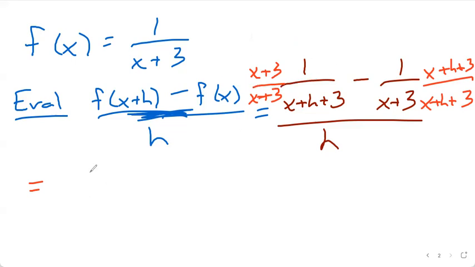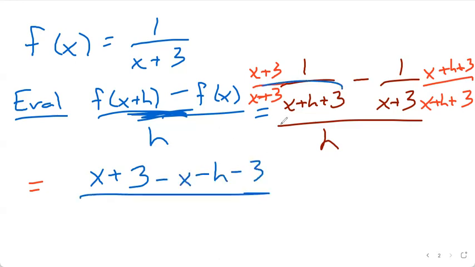1 times x plus 3 is just x plus 3. Negative 1 times x plus h plus 3. We're distributing that, bring back that negative. So minus x minus h minus 3, all over our common denominator now, x plus 3 times x plus h plus 3.